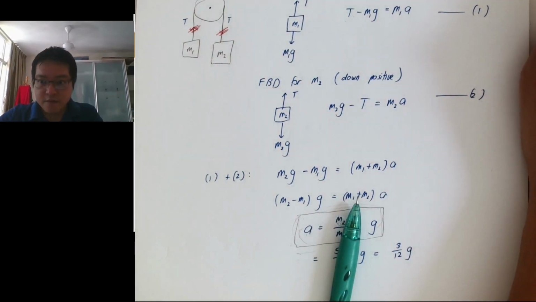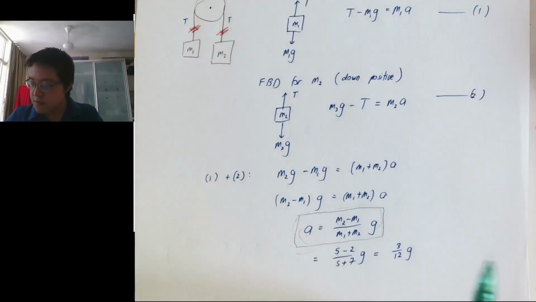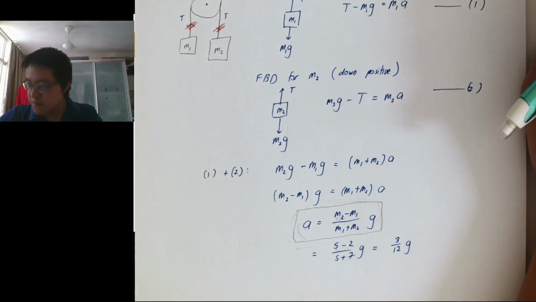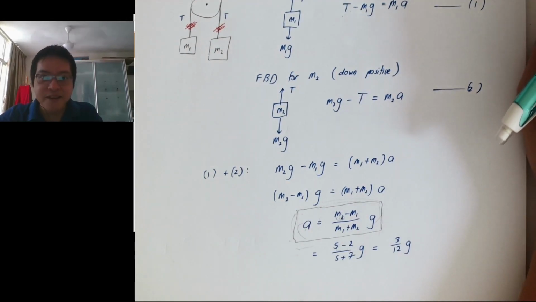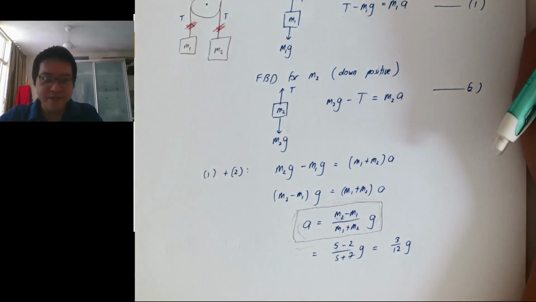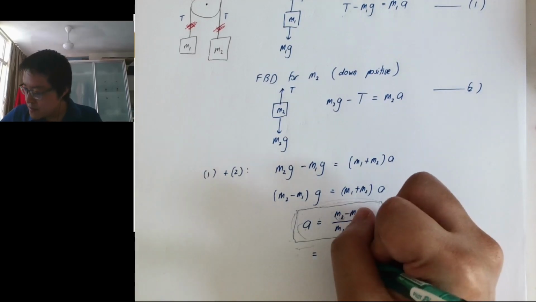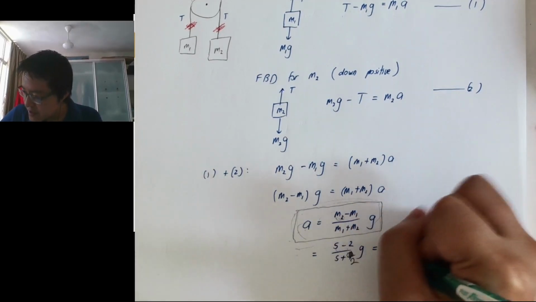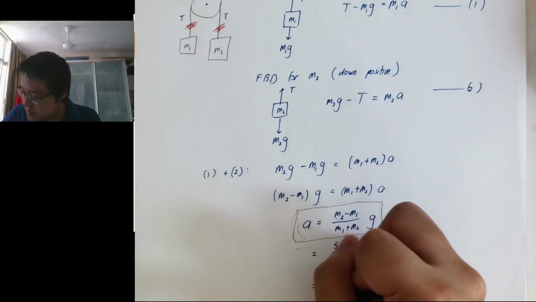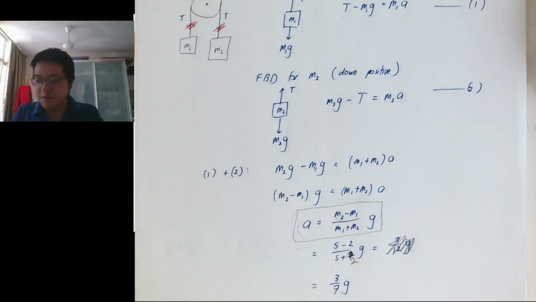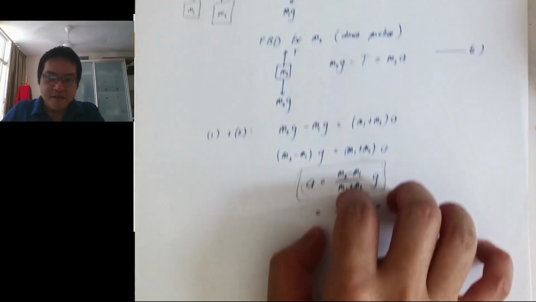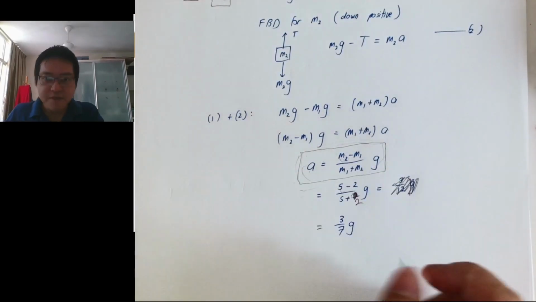Is everything okay? 3 over 7? What do you mean, 3 over 7? Oh, sorry, I'm wrong. It's 2 plus 5, correct. Yeah, you're right, thanks. So the answer is 3 over 7. I went too fast. Thanks, Jia Chen. So this was wrong, it's 3 over 7 g.